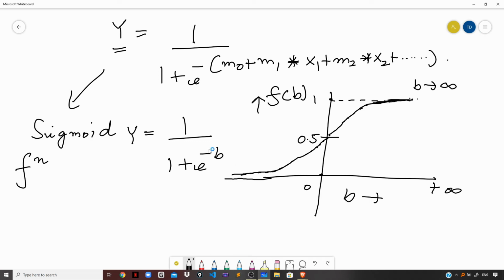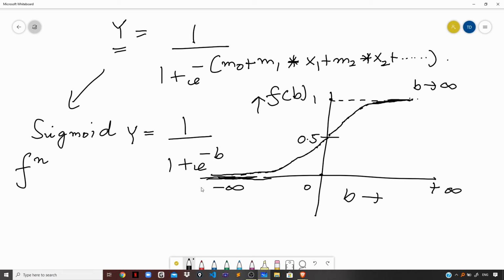And to the left of origin, as you can see, as the value of b tends to minus infinity, the value of sigmoid function will tend to 0. So it is approaching or nearly touching the x-axis. Okay. And to the left of origin, as the value of b is tending to minus infinity, your curve will be nearly touching the x-axis. So it will tend to a value of 0. So your f(b) will come out to be 0 when your b is tending to minus infinity.